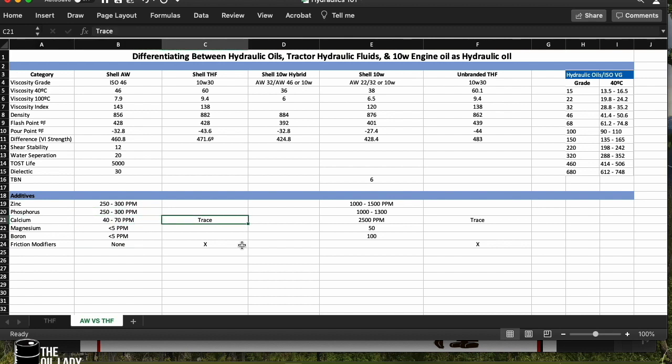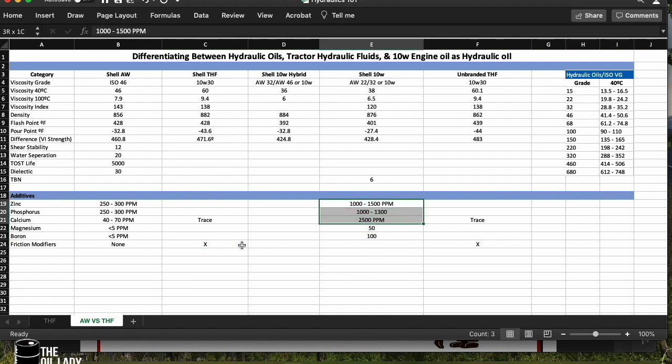Trace amounts of calcium, trace amounts of detergents in your tractor hydraulic fluid, and these are going to have friction modifiers again. We talked about that hydrostatic application that requires friction modifiers. You won't see that on a sample result, but they are in there.